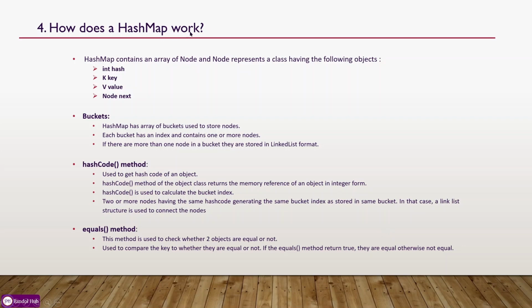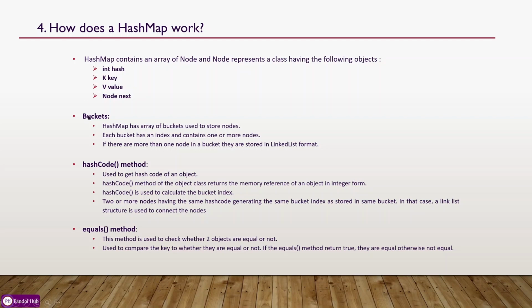So how does a HashMap work? Let's look into the working of the HashMap. The HashMap contains an array of nodes, and a node represents a class having the following objects. So a HashMap is represented by an array of nodes. What does each node contain? The node contains a hash integer value, a key, a value, and a node object, that is, a reference to the next node.